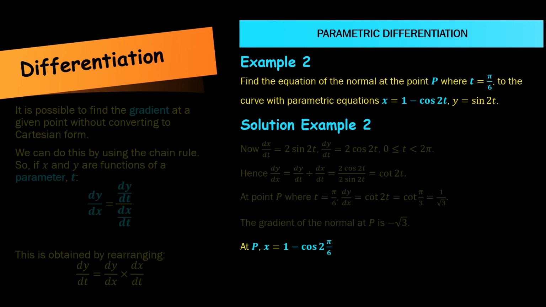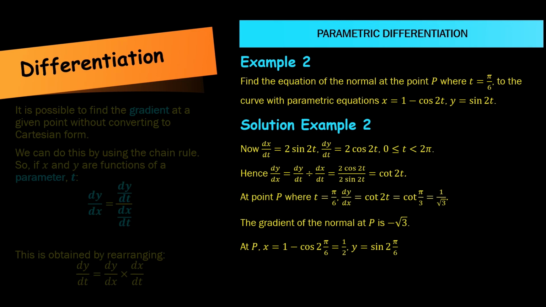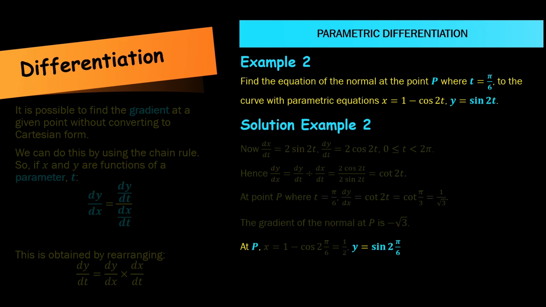Now at P, we have that x equals 1 minus cos 2 times pi by 6, which is equal to a half, and we have that y equals sin 2 times pi by 6, which is equal to root 3 over 2.